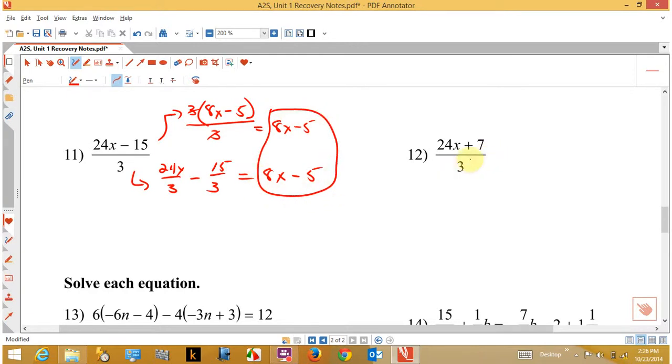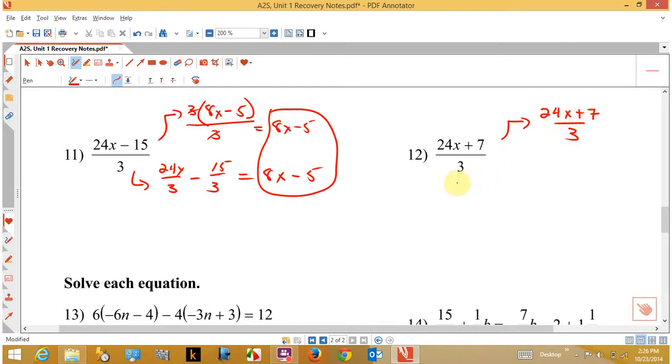Once again, you cannot divide this 3 into the 24 from what I showed you before. There is nothing I can factor out. Like here I factored a 3 out of my numerator, and then I had multiplication and multiplication. So that's not going to happen here. So really this is already simplified. There's nothing I can do. It's just 24x plus 7 all over 3.